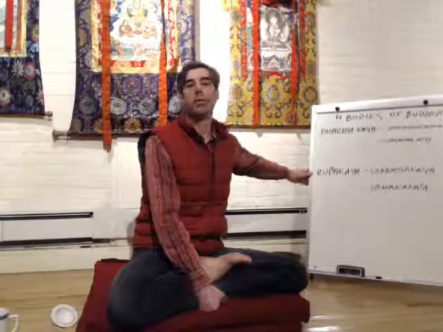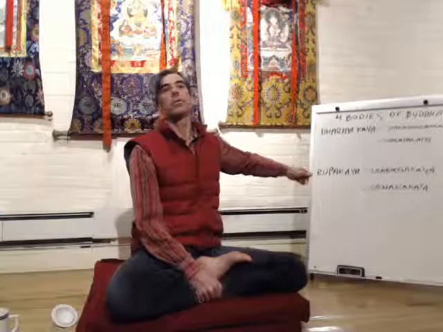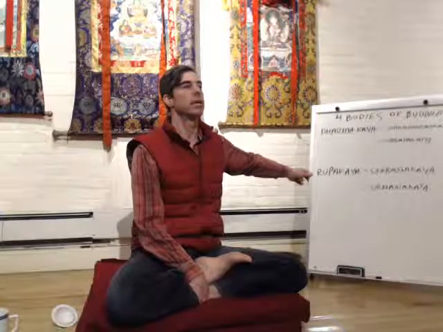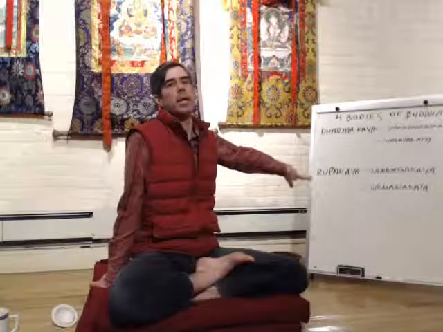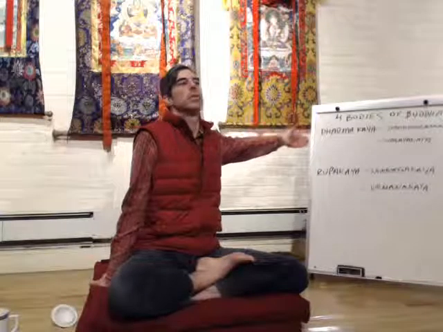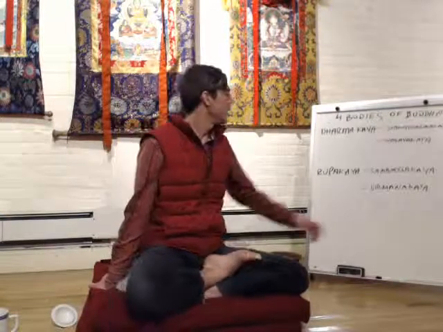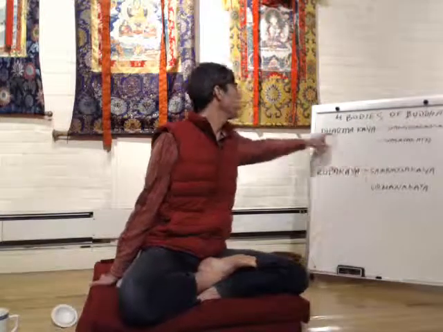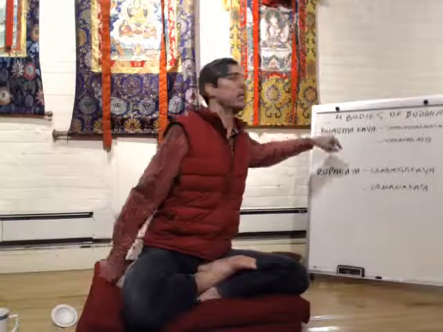Rupa means form, so this is the form body. The homework's asking for two bodies of the Buddha, and it's going to break it down between Dharmakaya and Rupakaya. So that's all you need to know. There's a form body and a Dharma body. Quite often you'll hear the three bodies of a Buddha, and that will be Nirmanakaya, Sambhogakaya, and they'll say Dharmakaya, and they'll combine these two.